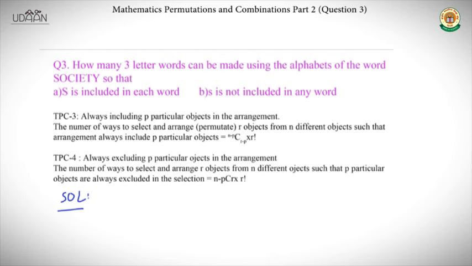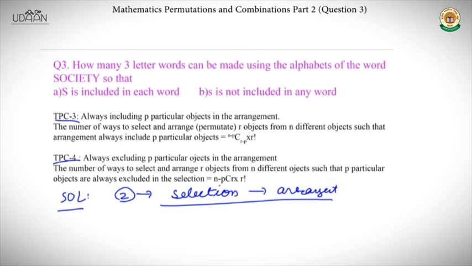The solution of this question can proceed from TPC3 and TPC4. TPC3 and TPC4 are very similar to TPC1 and TPC2, with the difference that we have to arrange the alphabets. Arrangement can be done basically in 2 steps. The first step is the selection of objects, like we were doing in TPC1 and TPC2. And the second part is the arrangement.